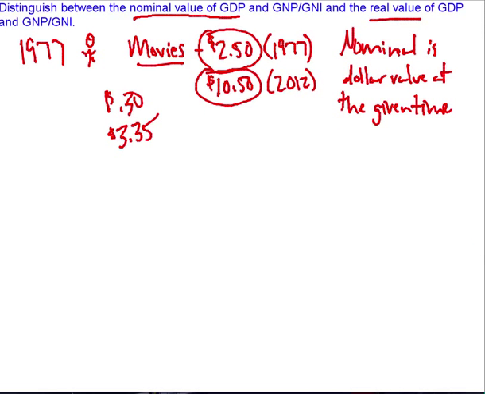That's the nominal value. Now, what I want you to ask yourself is, is this a fair comparison between $2.50 and $10.50? Because you know what's happened to the value of a dollar since 1977. Could you buy more with $2.50 back then, or with $2.50 today? Obviously, back then $2.50 was worth more. So we want to find some way to compare these.